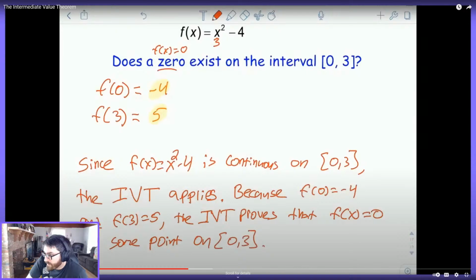Mr. Schachter's back. And Genevieve asks, will theorems like the MVT and IVT only be FRQs, or could they pop up in the multiple choice? That's a great question, Genevieve. Those are typically going to be FRQ onlys. The reason is because they usually come with a justification piece, right? Proving why you can use the theorem and not just using the theorem.